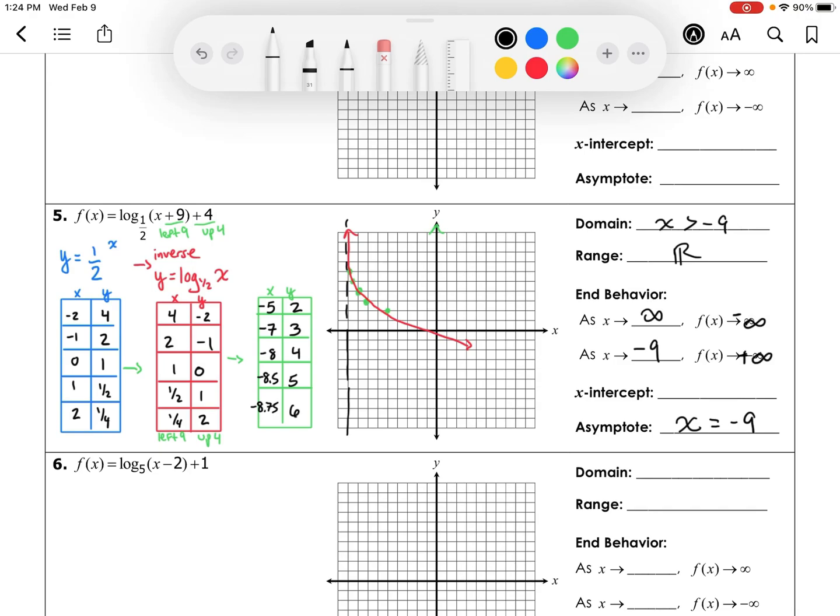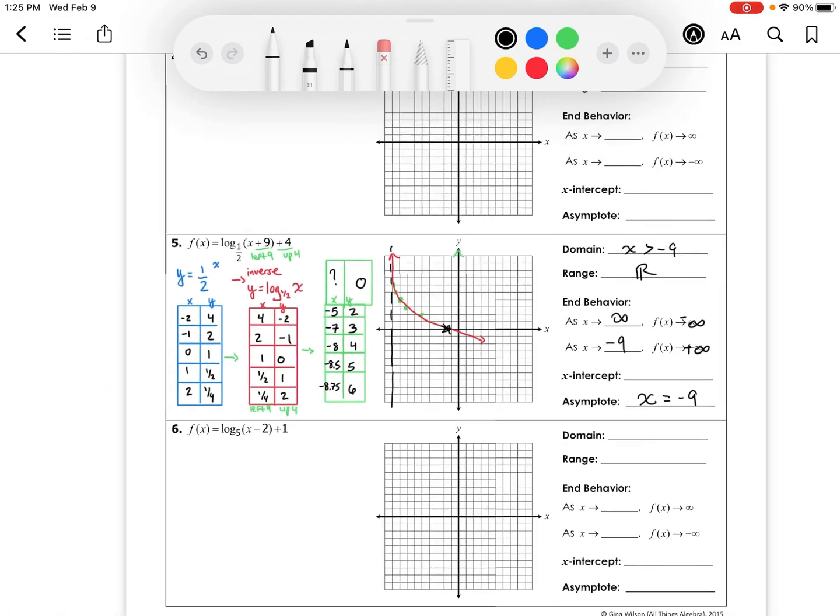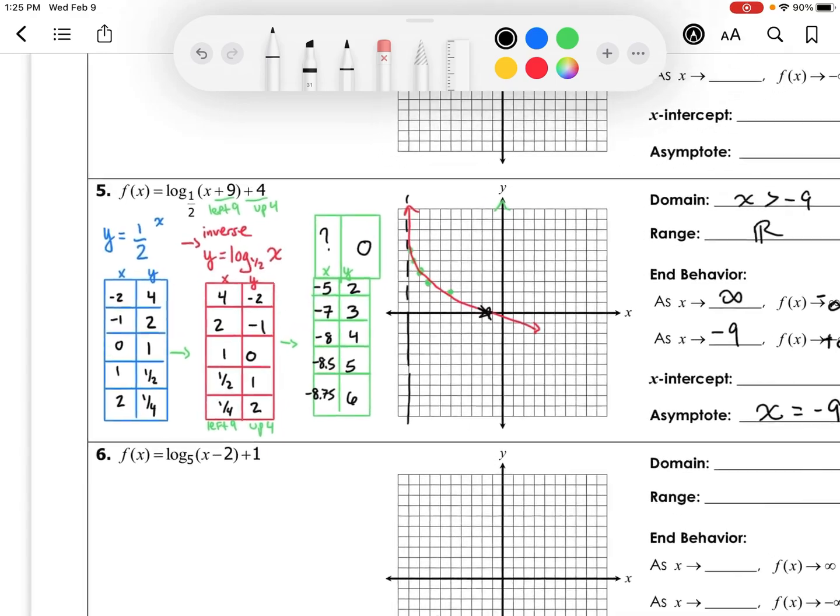The x-intercept we will skip for now since we haven't learned solving equations yet. But if on our table we ended up with something with 0 on this right side, this would be our x-intercept on the left. But it looks like it might be somewhere over here. I don't know the exact value, but again, I don't want to show you how to solve this equation just yet. Let me know what questions you have on graphing these.